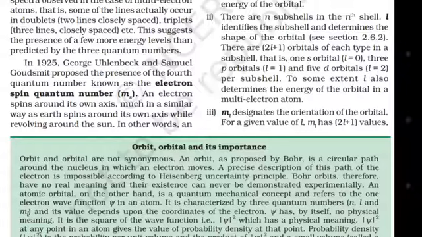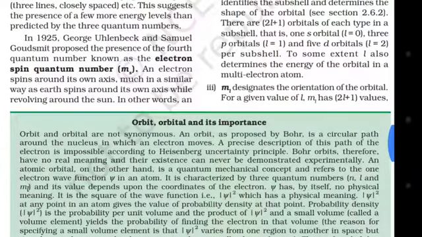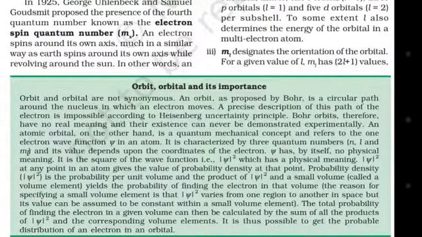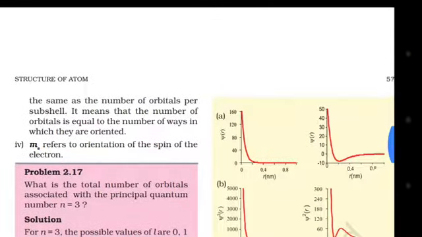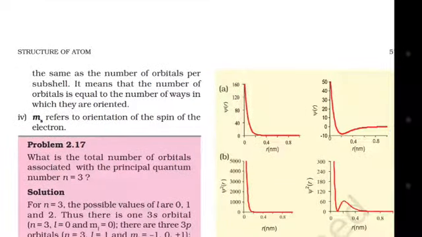Third, ml designates the orientation of the orbital for a given value of l. ml has 2l plus 1 values, the same as the number of orbitals per subshell. It means that the number of orbitals is equal to the number of ways in which they are oriented. Fourth, ms refers to the orientation of the spin of the electron.